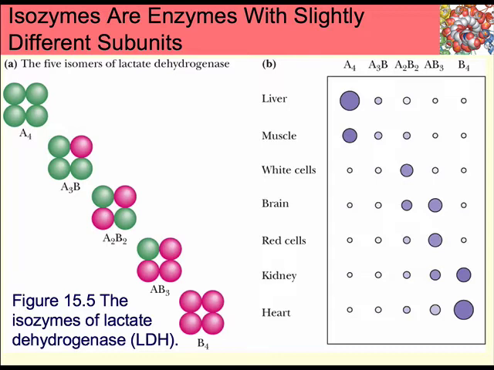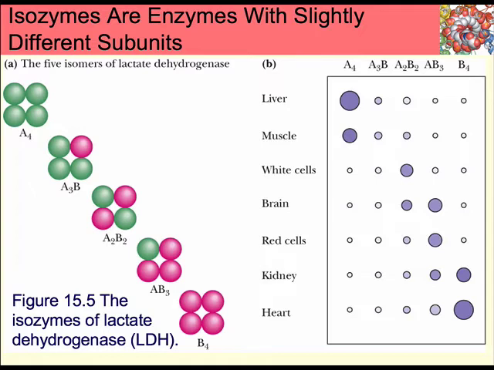And interestingly, different tissues in your body use different combinations of these. The liver is almost entirely the A4 form, but it has a little bit of A3B and a little bit of A2B2 and so on. And you can see that brain is almost entirely AB3 with a little bit of A2B2, and the heart is almost exclusively the B4 form.